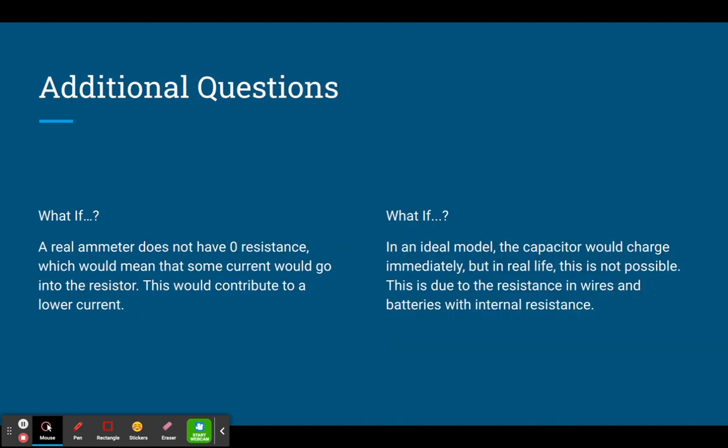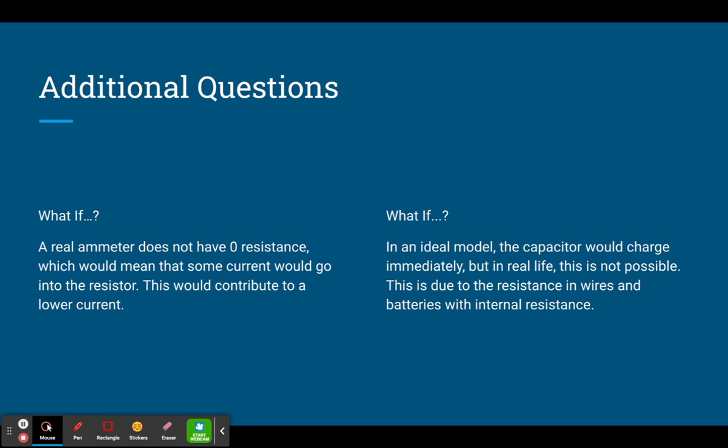And in terms of addressing the additional questions, the first question was, what if you were doing this experiment in real life and used an actual ammeter instead of an ideal simulated ammeter? What's different about a real ammeter, and how would it have affected the circuits you hooked it up to? So a real ammeter does not have zero resistance, which would mean that some current would go into the resistor, which would contribute to a lower current overall.